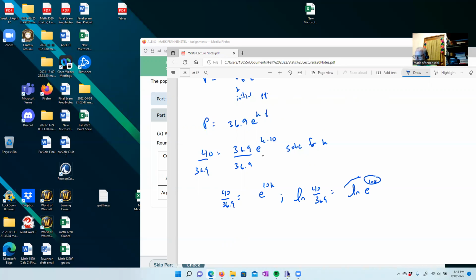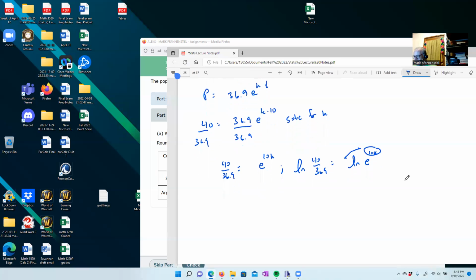One of the rules for the logarithms is we are allowed to move the exponent down to the baseline. That's the whole point of taking the logarithm, right? So we have 10k times the natural log of e, that was equal to the natural log of 40 over 36.9, okay? So the only tricky thing I did here was take the logarithm. Make sure that you remember that logs are a side-by-side sort of operation, like taking the square root of both sides, or taking the logarithm of both sides.